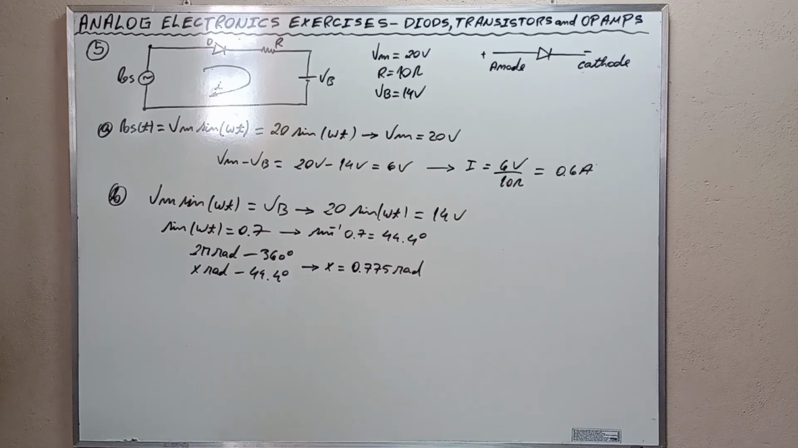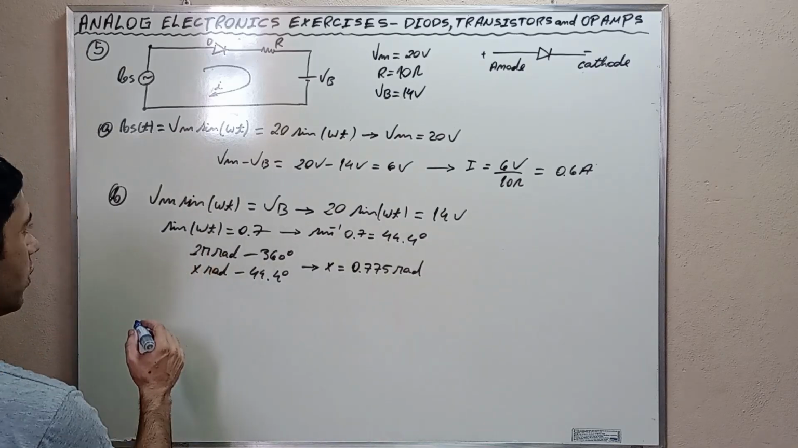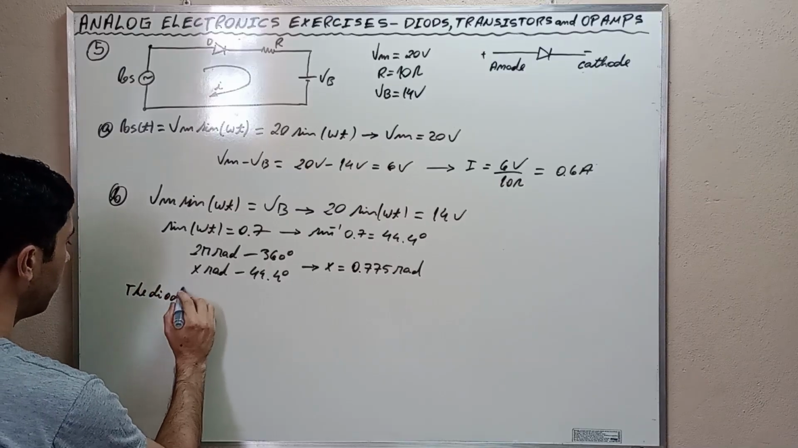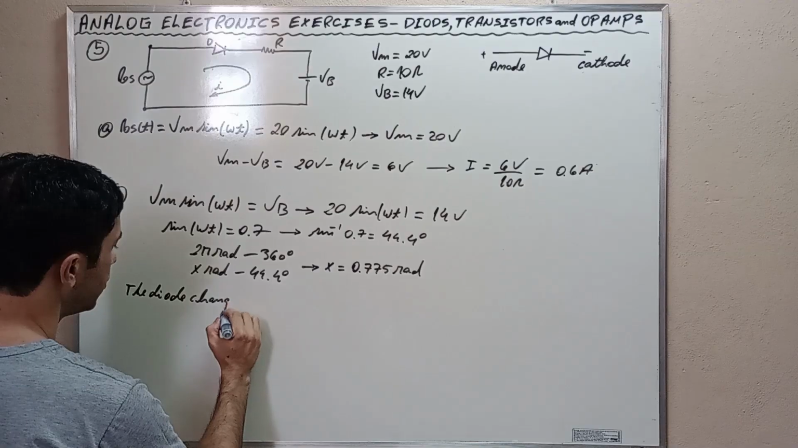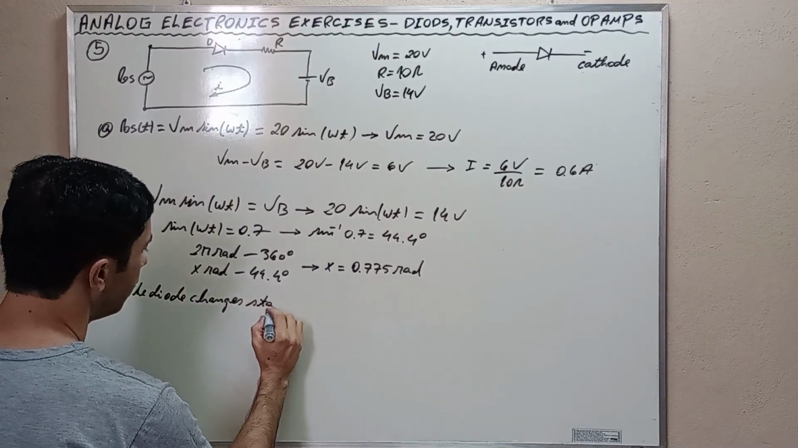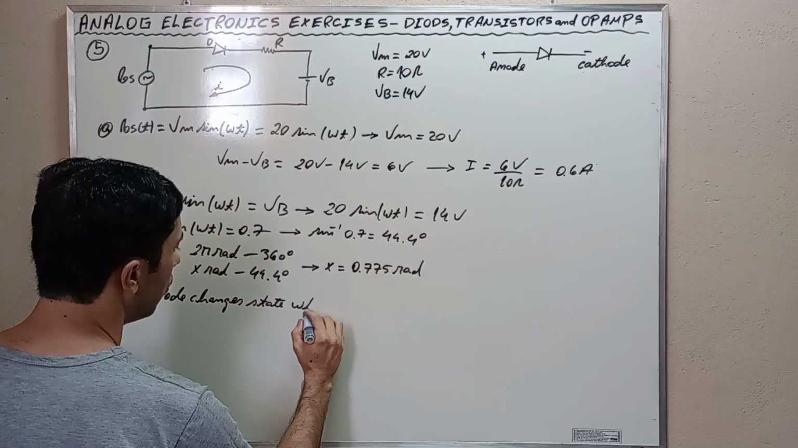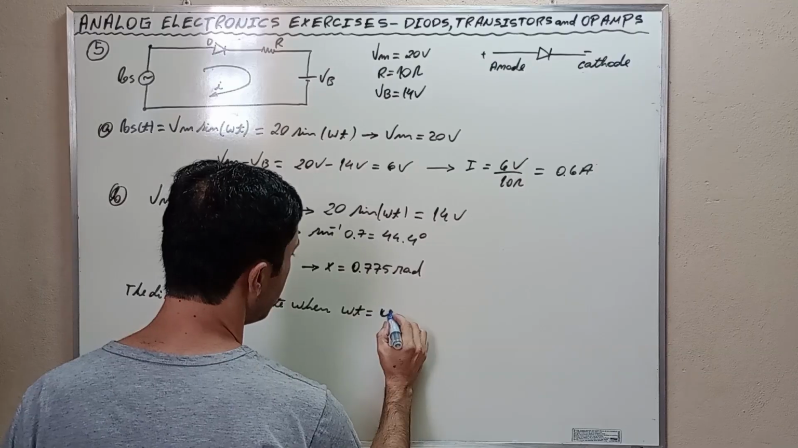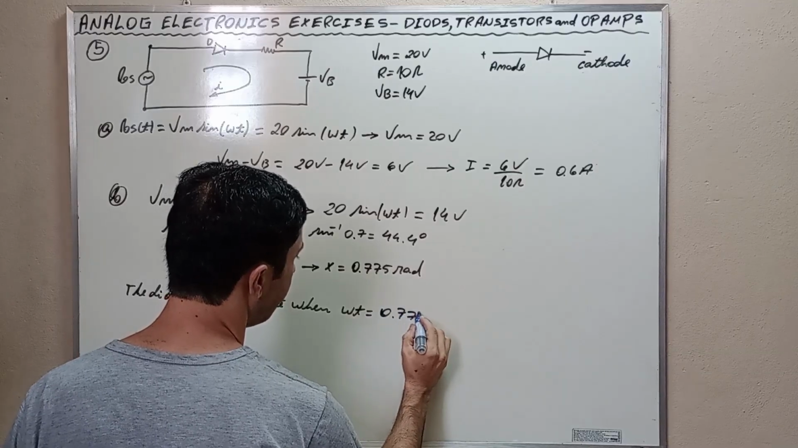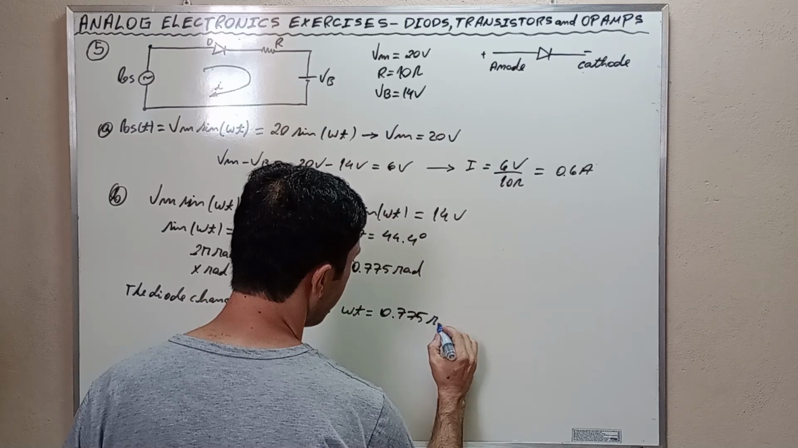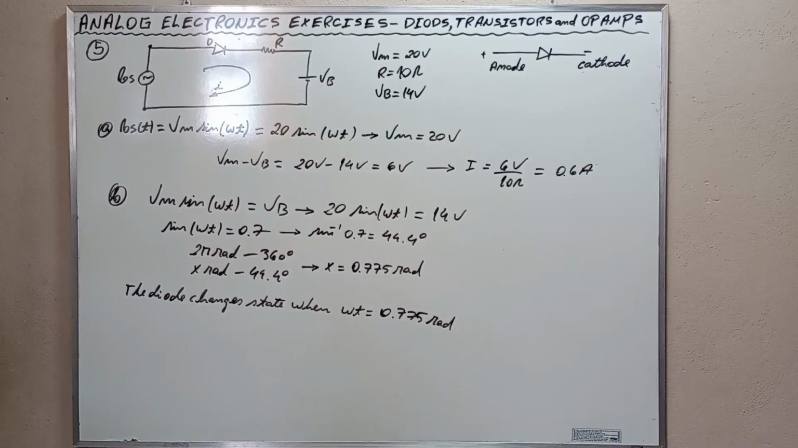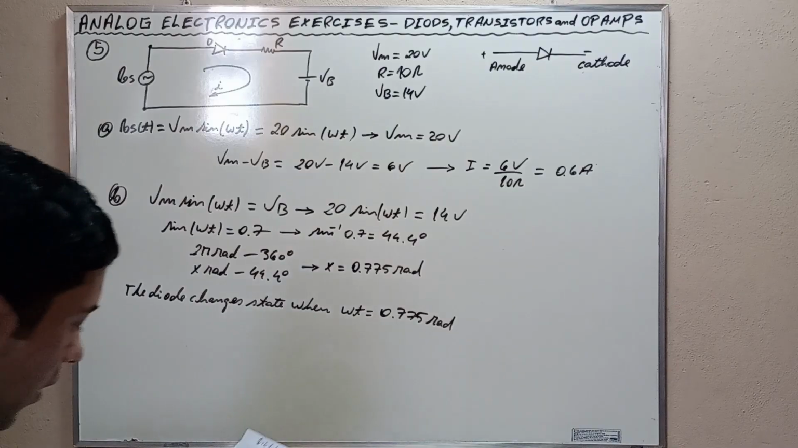Does the diode change status when Wt? The diode changes state when Wt is equal to 0.775 radians. However, we have to be careful to not forget this.